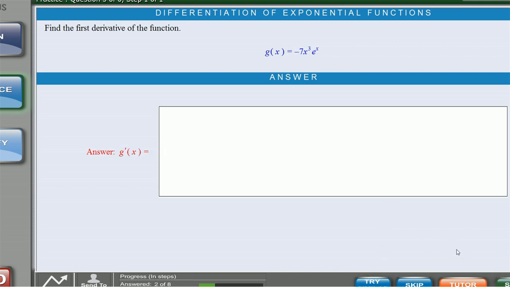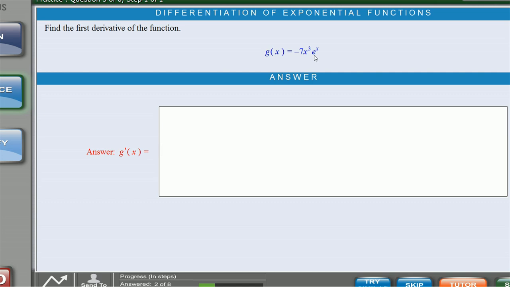Okay, this one is back to just e to the x, but the difference this time is it's not two separate terms. If you look at that, it's all being multiplied together. It's negative 7x cubed times e to the x. So we're actually going to have to do the product rule here, which we did back on test 2 or 3, section 3.1.